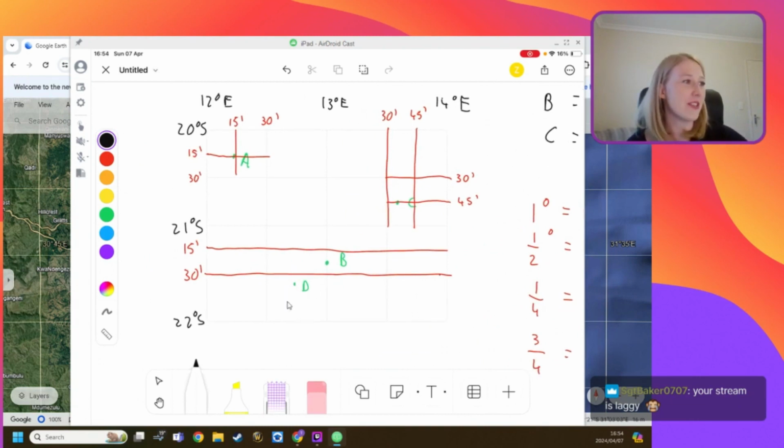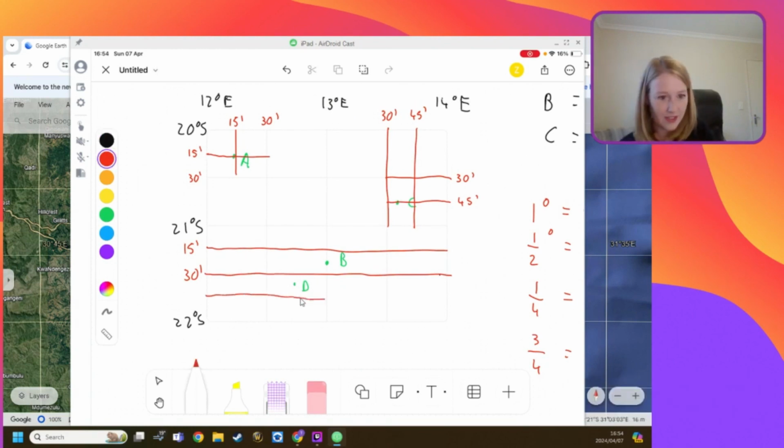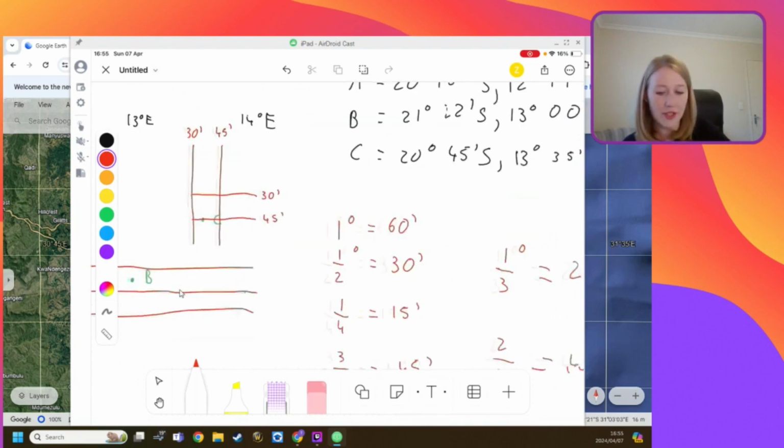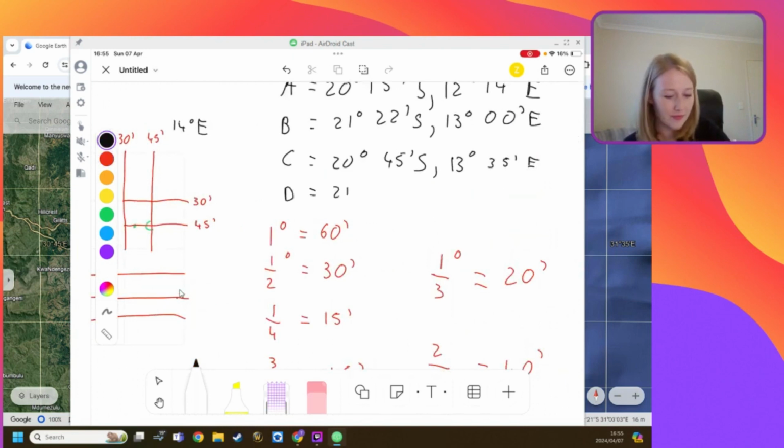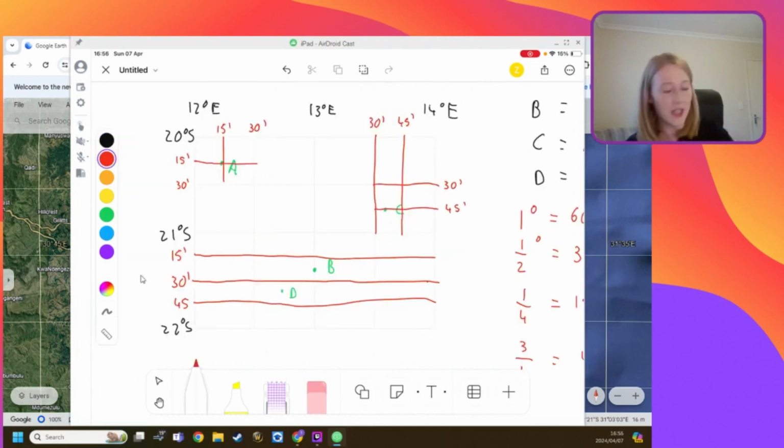So let's do the last question. That was D. I'm going to fill that line in so long. I'm going to pretend that that's a straight line. We start with the north-south. So that's at least 21 degrees south. It's not yet 22 degrees. So that's 45 minutes. We can see that D is somewhere between 30 and 45.